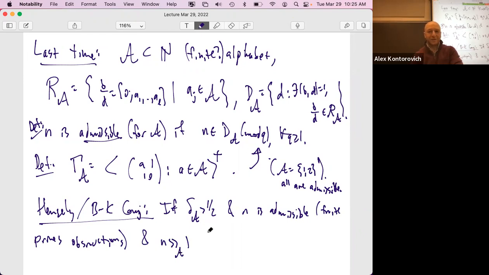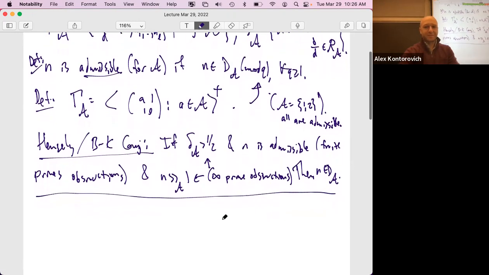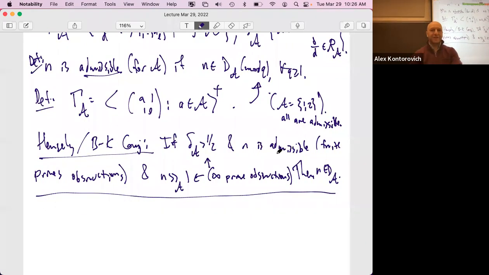So these two are the infinite prime obstructions. That's how I'm thinking of them. Then N actually occurs in the set of denominators. So every sufficiently large admissible number occurs in the set of denominators as long as it can. That's the conjecture. Right, admissible. Yeah, that's the original Hensley conjecture. They don't worry about admissibility. He missed that there could be.